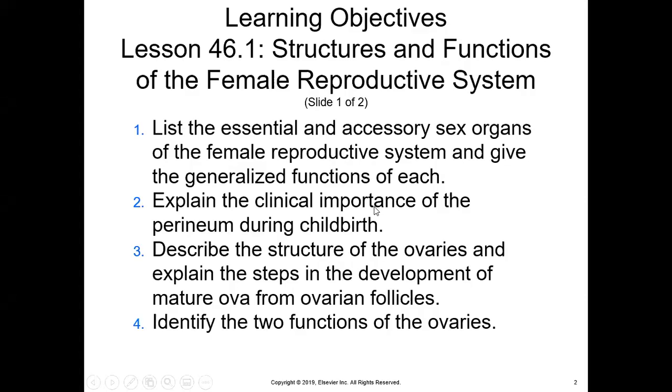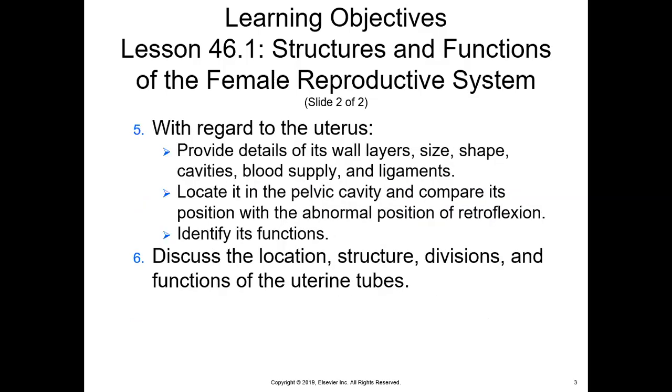Okay, looking at an overview, we're going to list the essential and accessory sex organs of the female reproductive system and give a generalized function of each. We're going to explain the clinical importance of the perineum during childbirth. We're going to describe the structure of the ovaries and explain the steps in the development of mature ova from ovarian follicles. Then we're going to identify the two functions of the ovaries.